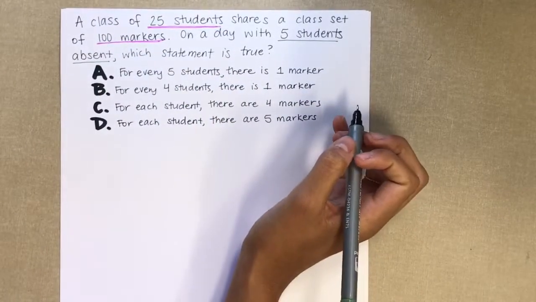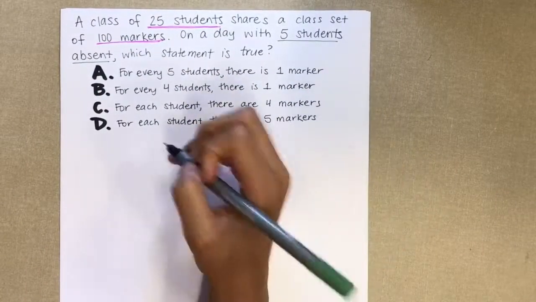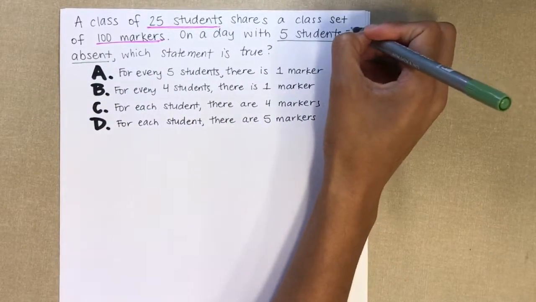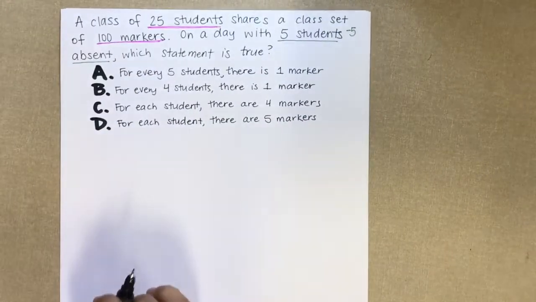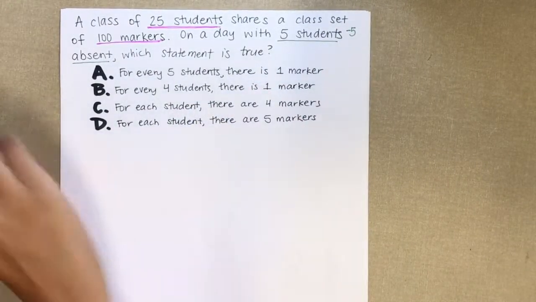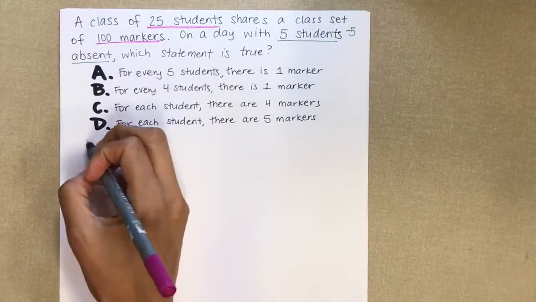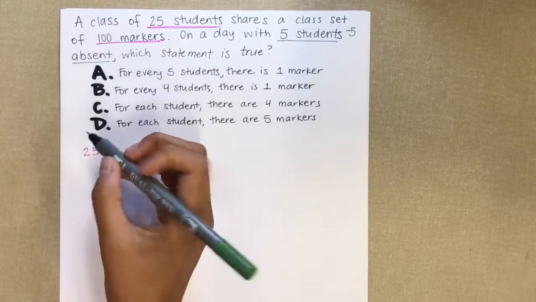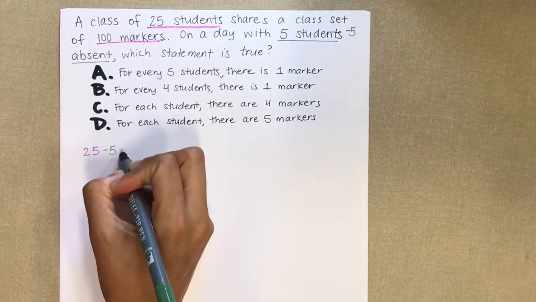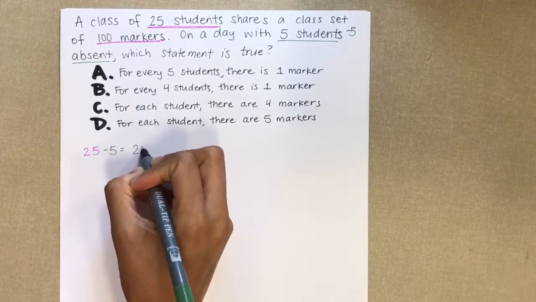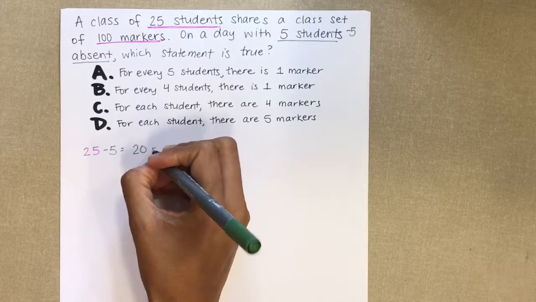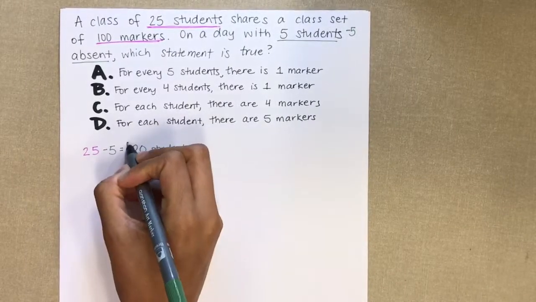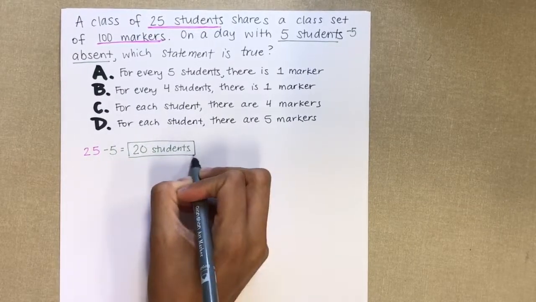So what does that mean? Does that mean there's 5 more students or 5 fewer students? Well, if they're absent, they're gone, so that means that there is 5 fewer. So we're taking away 5 from the number of students. So I'm going to do that down here. If I have 25 students and 5 students are absent, that means that I'm left with 20 students. So there's our first piece of information. We know that there are 20 students in this class.